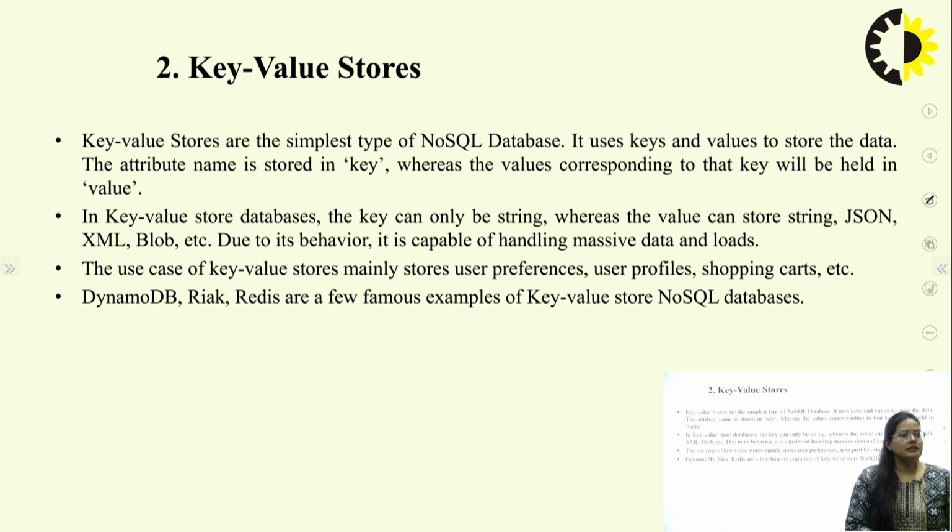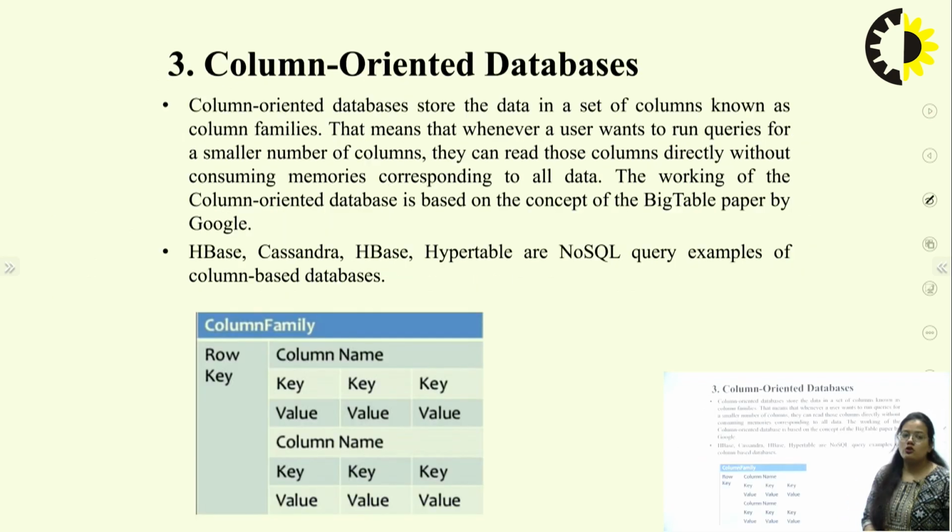DynamoDB, Riak, Redis are a few famous examples of key-value store NoSQL databases. Third one is the column-oriented database. A column-oriented database stores the data in a set of columns known as column families. That means that whenever a user wants to run queries for a small number of columns, they can read those columns directly without consuming memory corresponding to all data.